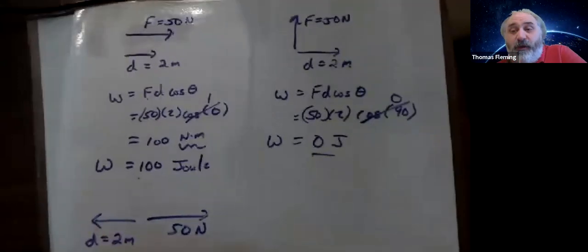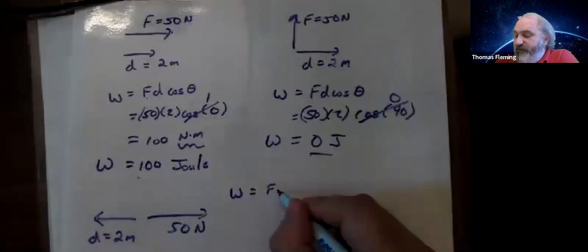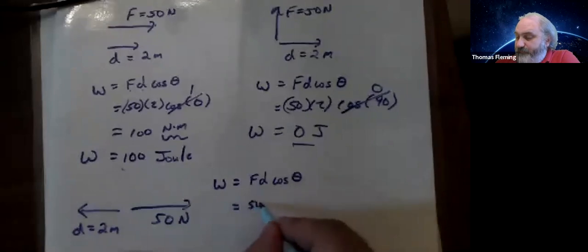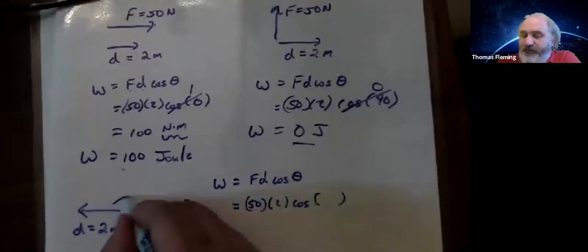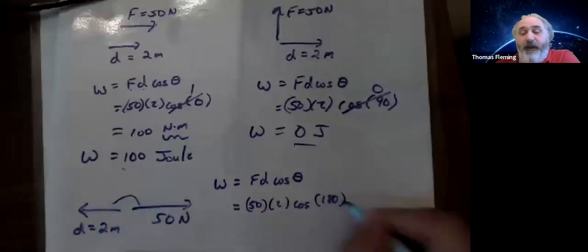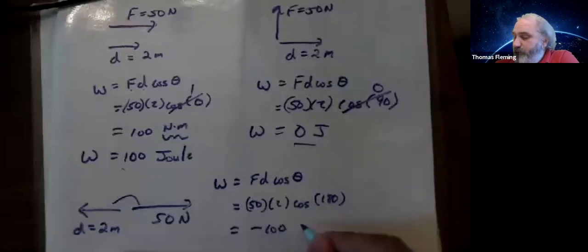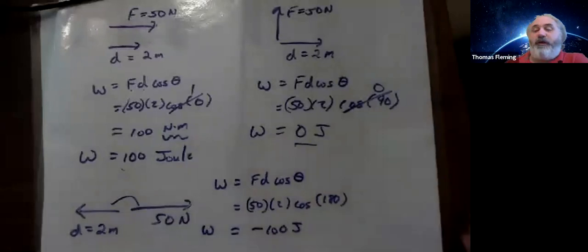How much work was I doing when I pulled on that leash? Well, again, we'll do F D cosine of theta. And here, F is still 50, D is still 2, but now the angle between F and D is 180 degrees. And the cosine of 180 is -1. So you can see that as she dragged me through the neighborhood, I was doing negative work on the dog. Kind of cool.